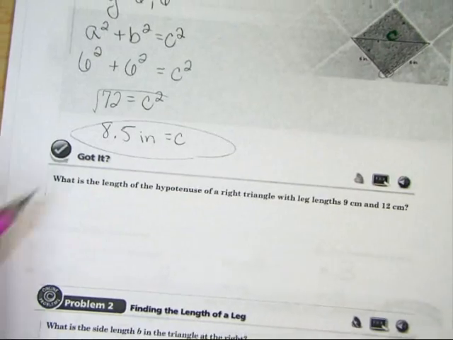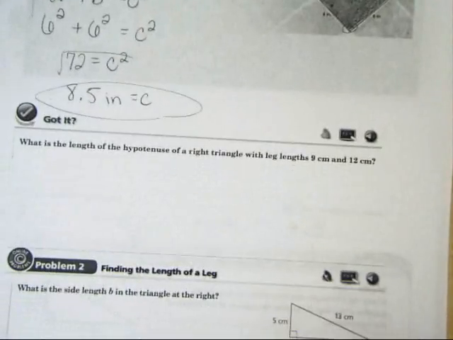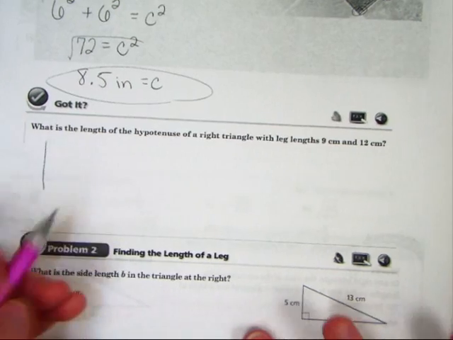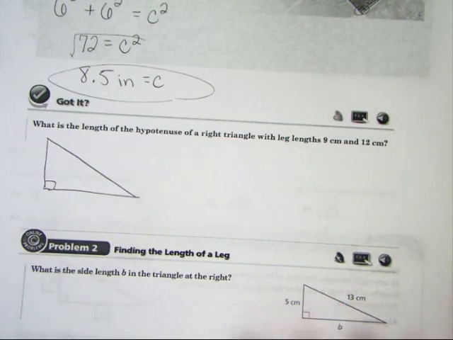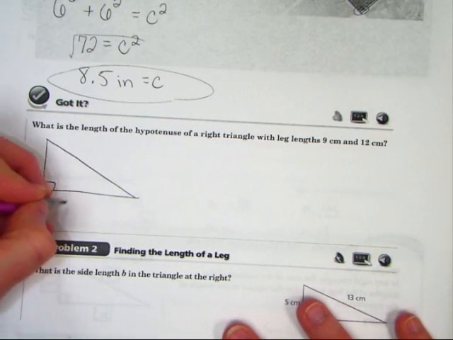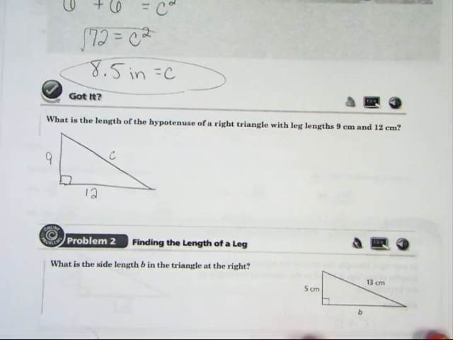Alright, let's try the got it. Now notice in problem 1 we are finding the hypotenuse. The hypotenuse is the easiest one to find. Let's go to the got it. What is the length of the hypotenuse of a right triangle? Here's a right triangle. I'm a visual learner. I have to see it. There's my right triangle. It says the legs are 9 and 12. So just put them on there. That's A and B. So we've got to find C.